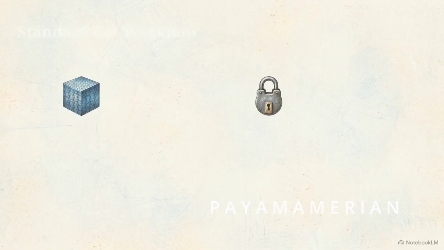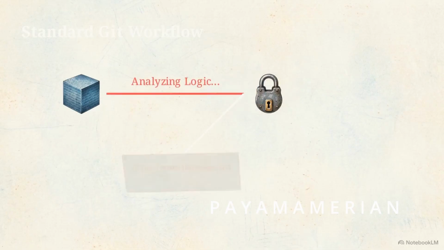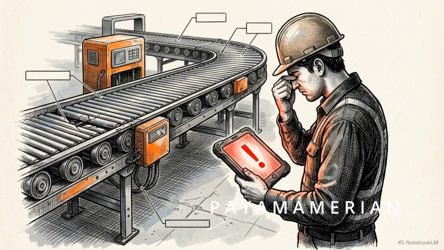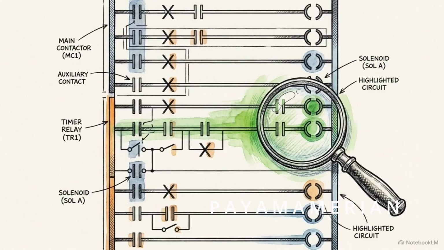This flowchart shows exactly where standard Git hits a wall in an operational technology environment. The commit process bounces right off the locked binary file, generating a generic error instead of a detailed history. Knowing that a file changed is useless for troubleshooting on the floor. To fix a problem, engineers need to know exactly how the logic was altered.